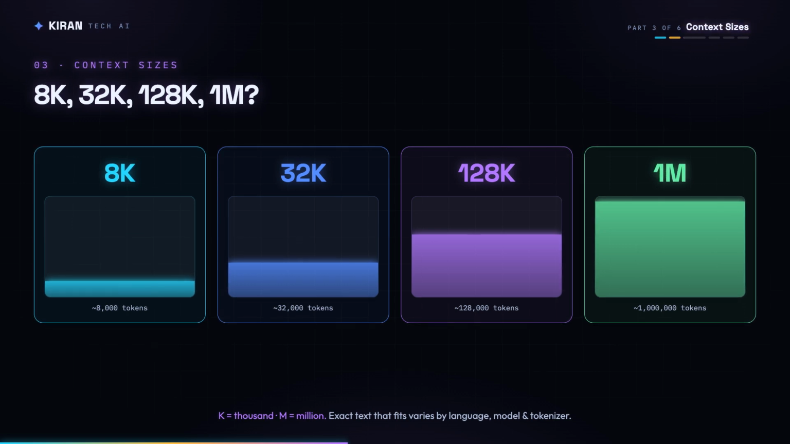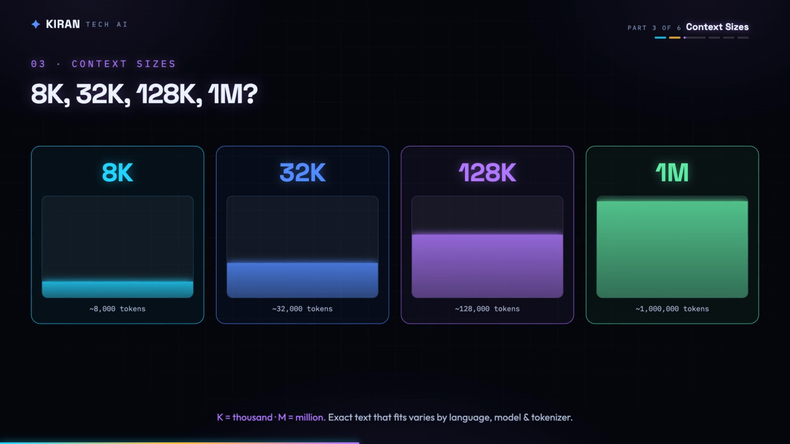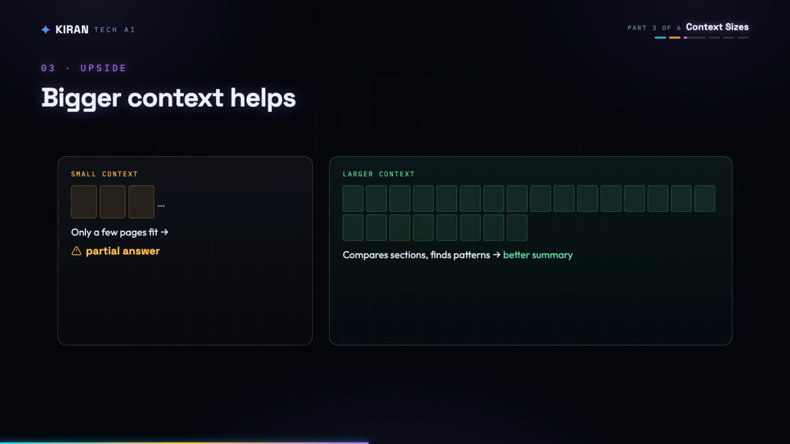A bigger number means a bigger table, so you can fit more on it at once, a longer chat, or a bigger document. When you pick a model, this number tells you how much it can look at in a single go. Bigger is roomier, but as we will see next, bigger is not always the best choice. So let's see why a bigger table can really help.